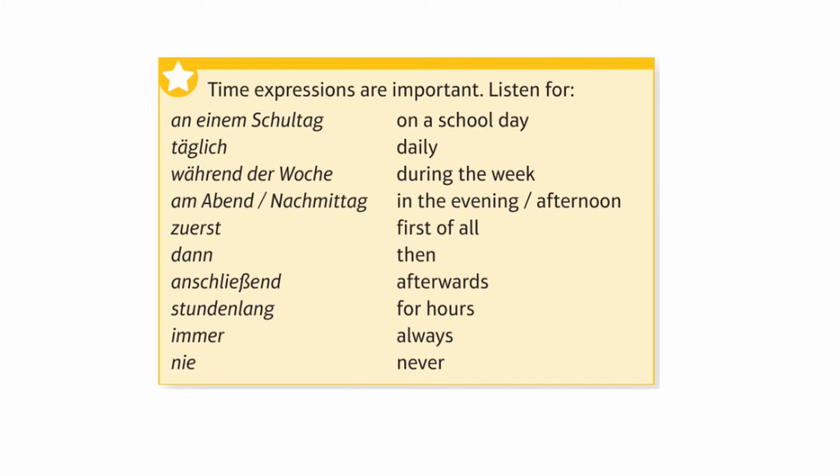So you should know an einem Schultag, on a school day, täglich, daily, and you should see the word Tag in there, während der Woche, during the week, am Abend, in the evening, am Nachmittag, in the afternoon, Mittag being midday, Nachmittag, after midday, afternoon. Zuerst, first of all, dann, then, anschließend, afterwards, stundenlang, for hours, immer, always, nie, never.